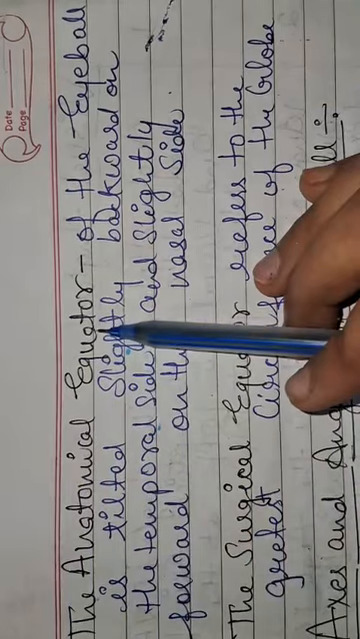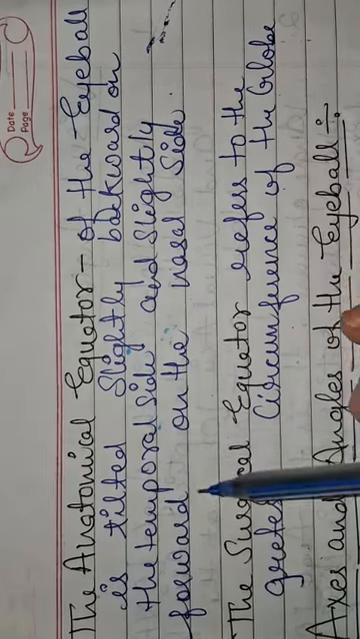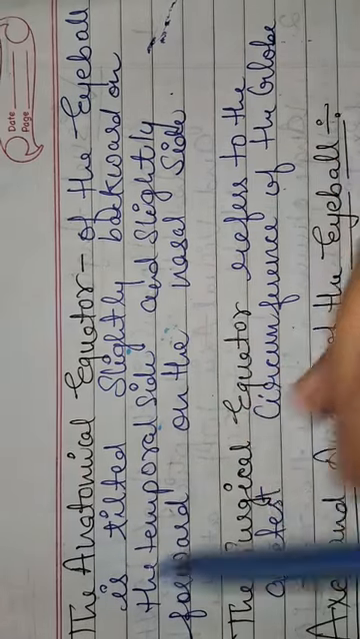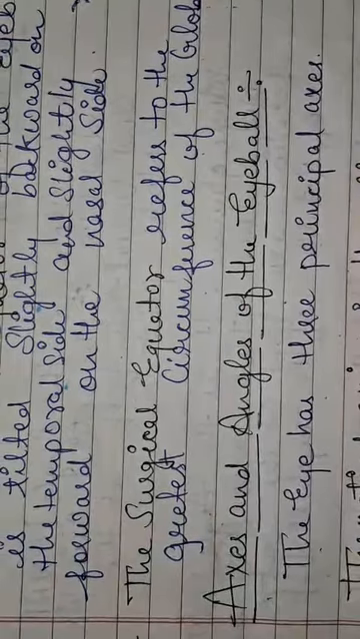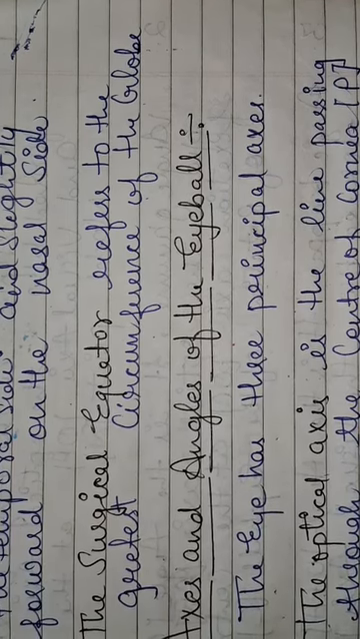This is called anatomical equator of the eyeball. It tilts slightly backward on the temporal side and slightly forward on the nasal side. This is called the anatomical equator, and also called the surgical equator. That refers to the greatest circumference of the globe. This is called the surgical equator of eyeball.